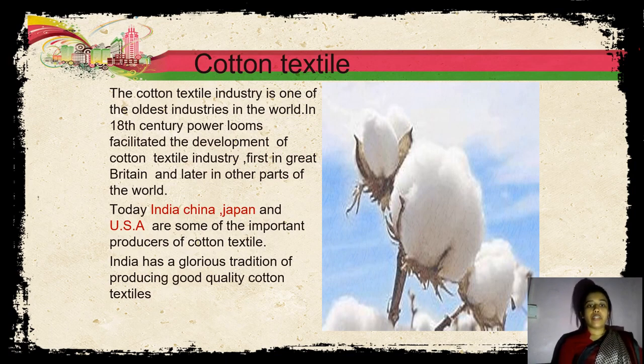In the 18th century, power looms facilitated the development of the cotton textile industry, first in Great Britain and later in other parts of the world. Today, India, China, Japan and USA are some important producers of cotton textile. India has a glorious tradition of producing good quality textile.